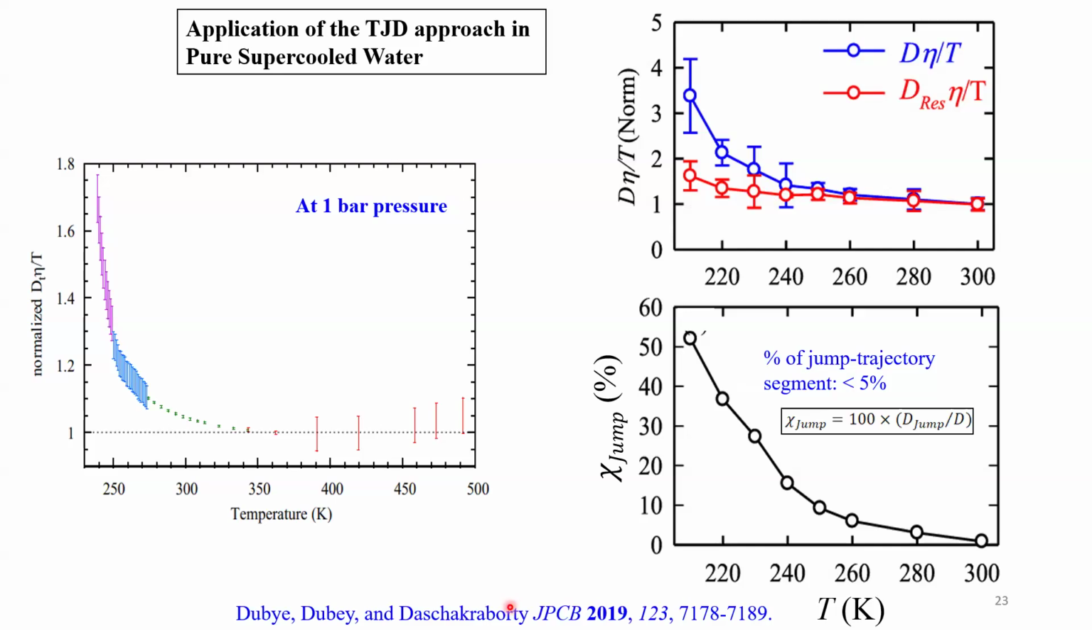When we see the jump trajectory segments, let's say you have 100 different trajectory segments, how many are jump trajectory? Only 5% out of 100.